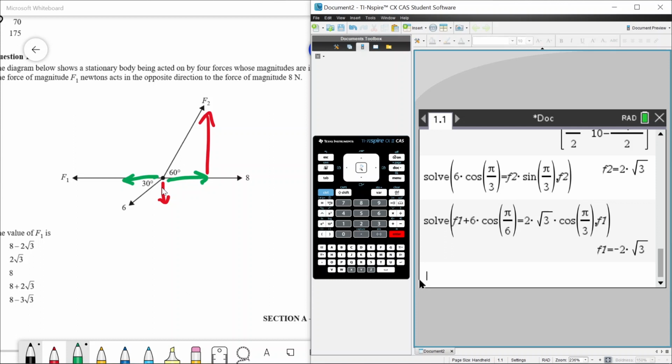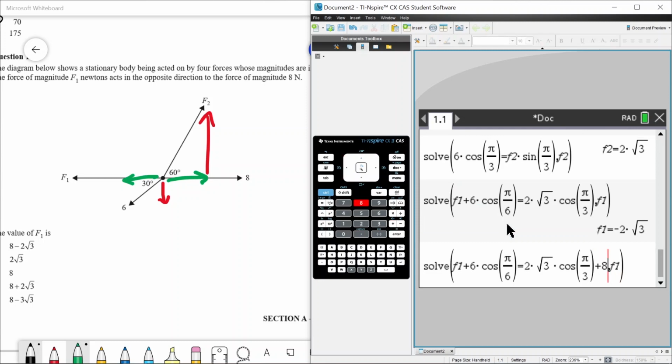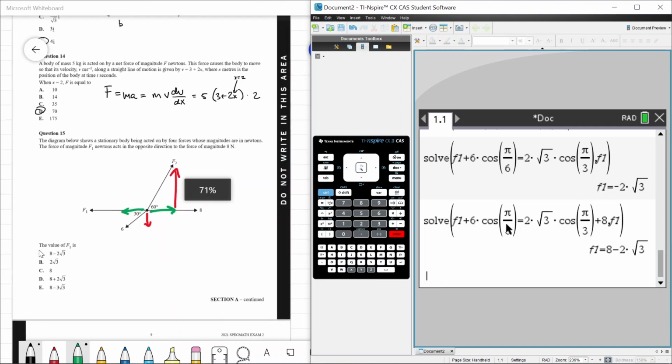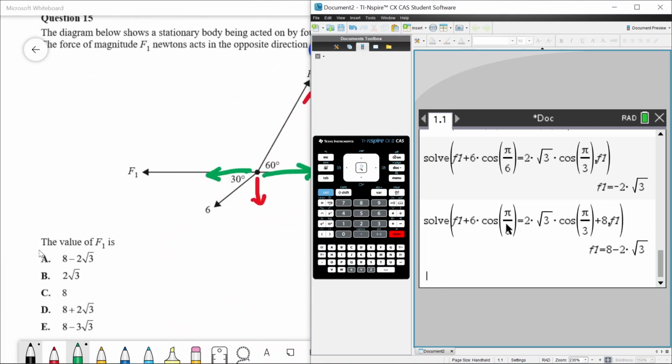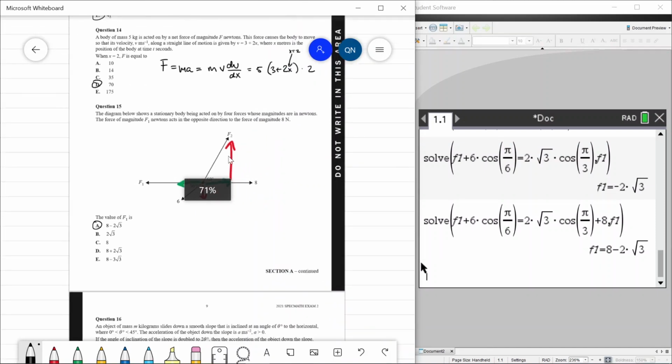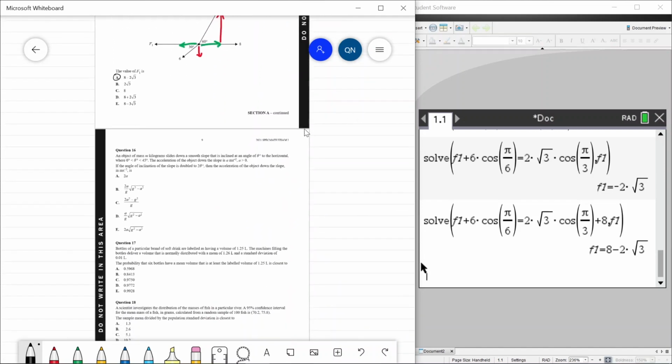I think we are missing something, because that wasn't the answer I got before. Oh, we are missing that 8. I forgot about that. So we should have had an extra 8 up here. So +8. There we go. That looks more like it. So 8 minus 2√3. That would have been a bit weird, because then we would be negative, which is strange, and that's not in the options. So make sure you account for all your forces.